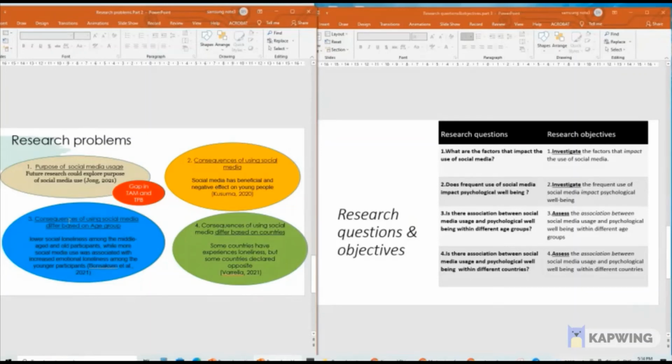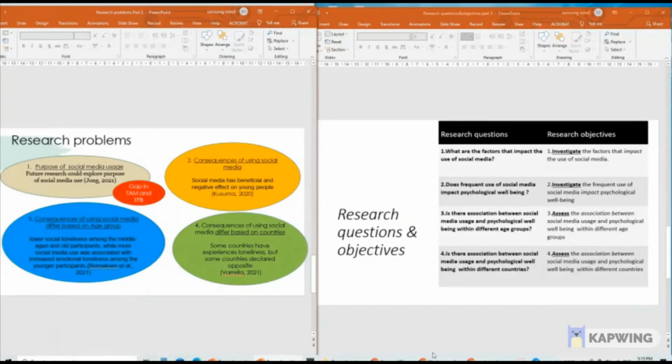Shall we look at the third research problem? The third research problem is that the consequences of using social media differ based on age group, right? According to particular researchers, social media reduces loneliness. However, the consequences are different depending on the age group. If you compare the younger group and the adult group, they have different findings. So we do not know the actual result of it.